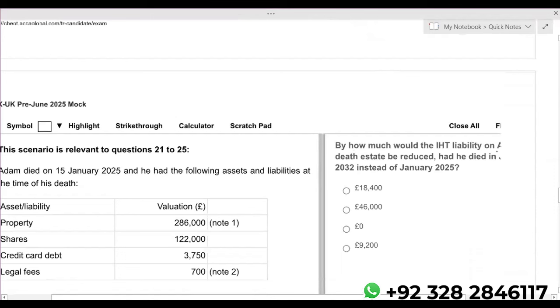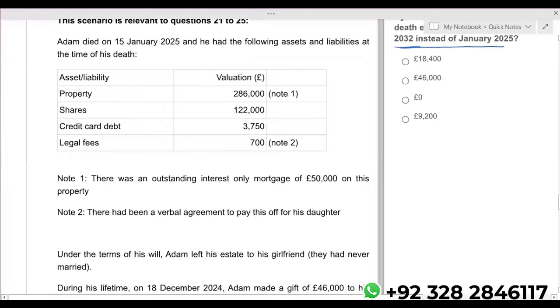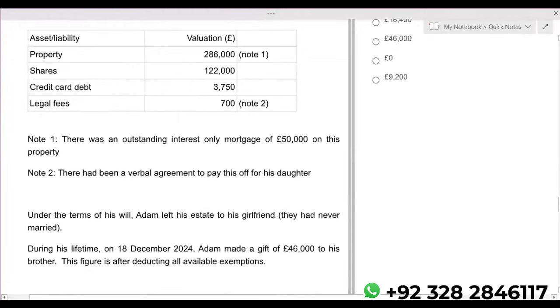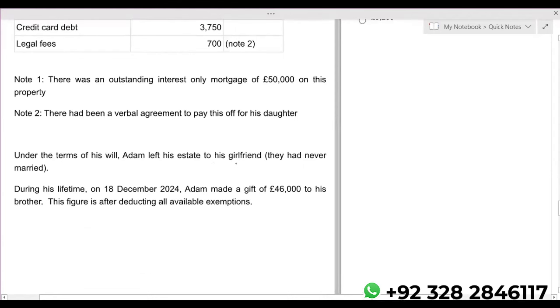By how much would the IHT liability on Adam's death estate be reduced? They're asking how much IHT liability would be reduced had he died in 2032 instead of January 25. First, we need to understand the question. Let's read the question. Under the will, everything was left to his girlfriend.